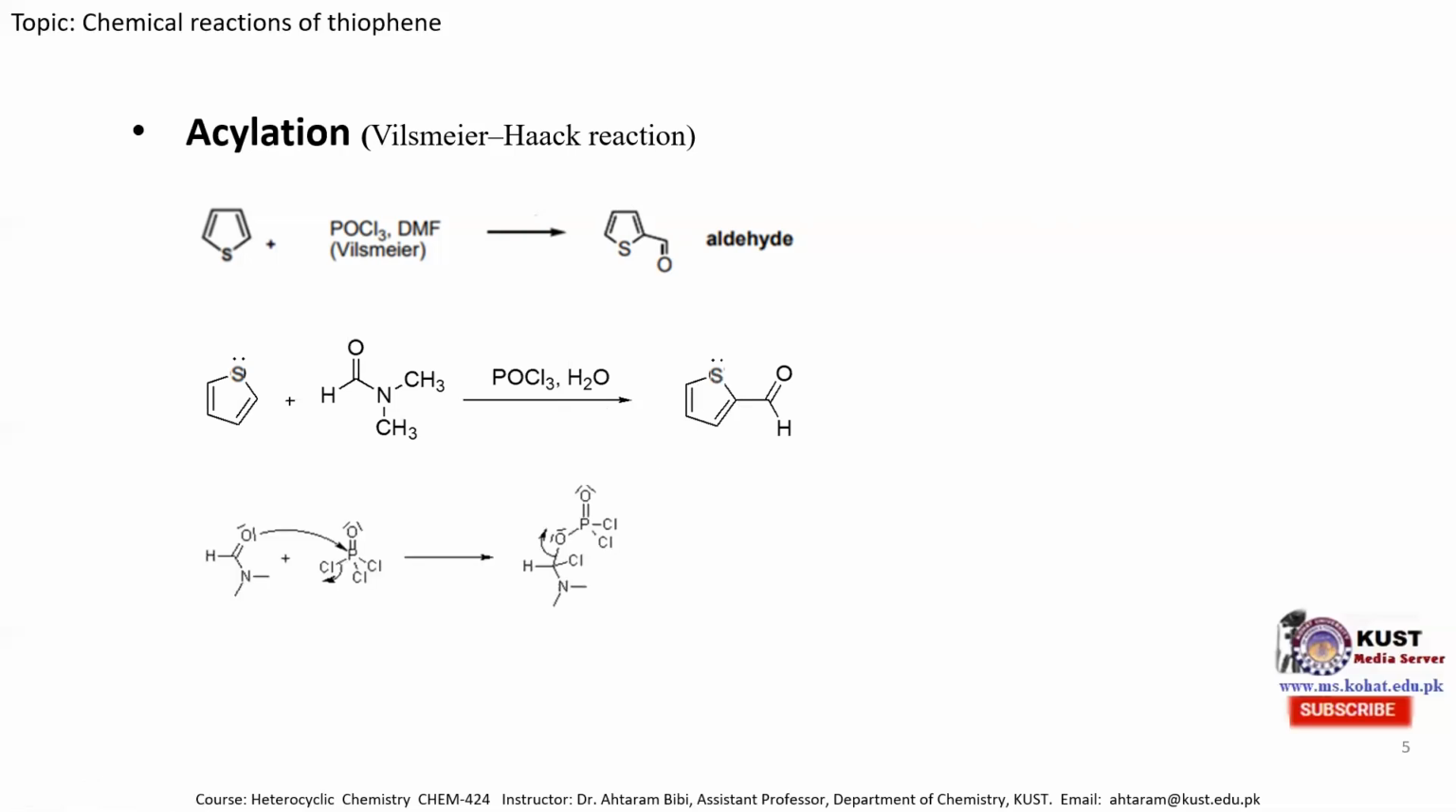The mechanism involves many steps. In the first step, phosphorus oxychloride is treated with dimethyl formamide, and the lone pair of electrons present on the nitrogen shifts over here. So this lone pair of electrons attacks this phosphorus atom, producing an intermediate species. And in the second step, when this electron shifts toward here, then Cl- is eliminated, producing this species.